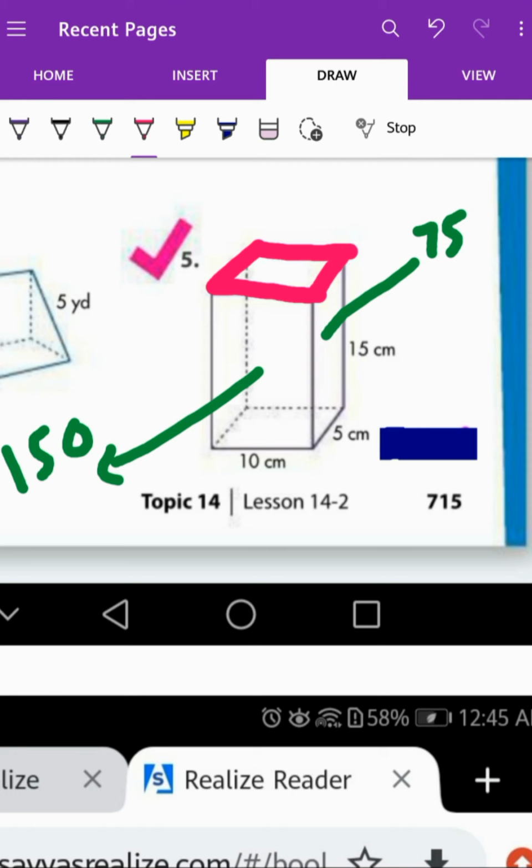And the top one here, I have no dimensions, but as you see, the horizontal one is here, and it equals 10, and the vertical one is 5. 10 by 5 equals 50.